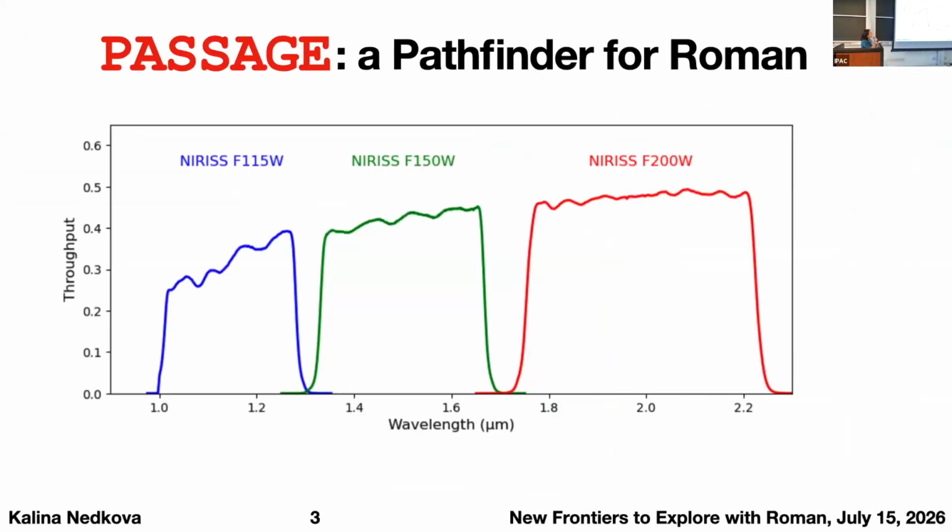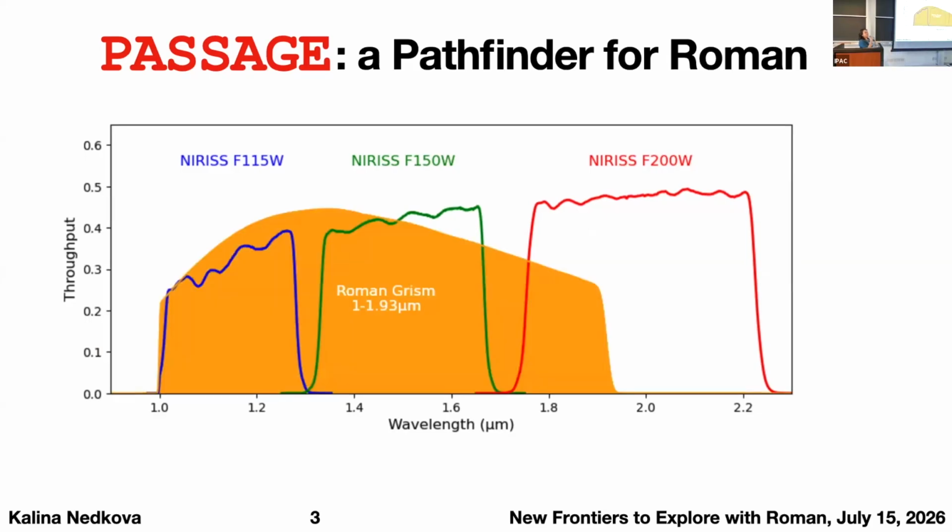One reason to get really excited about Passage is because you can think of it as a pathfinder for Roman. Here I'm showing you the transmission curves of our 3 JWST NIRISS filters. And here's Roman. You can see that these are very similar in wavelength, which means that a lot of the science that we're doing with Passage, we will be able to do with Roman over vast areas.